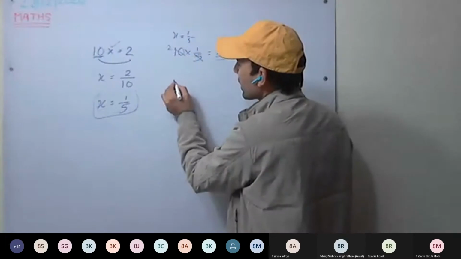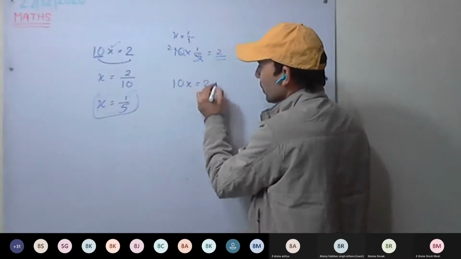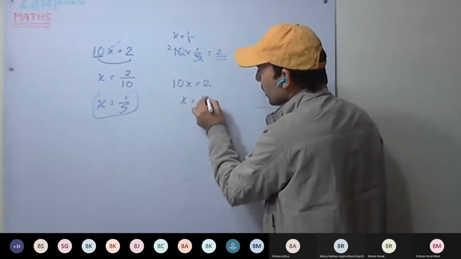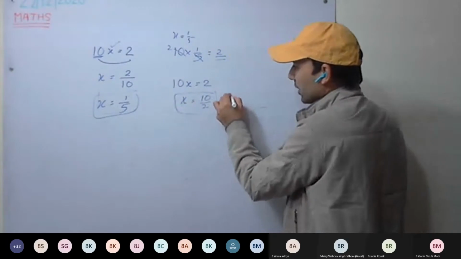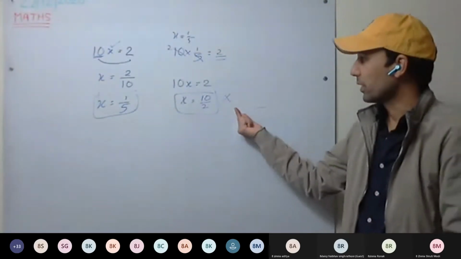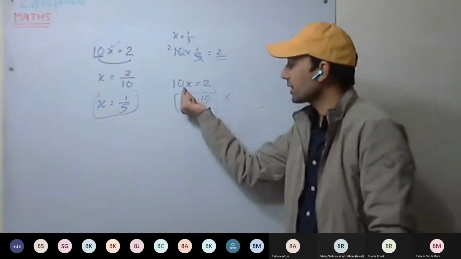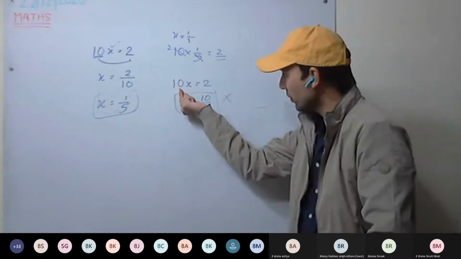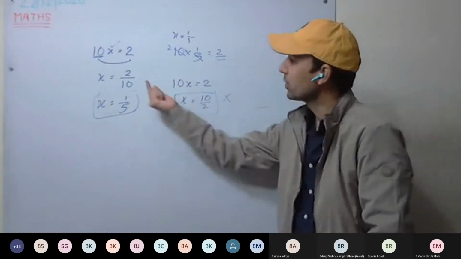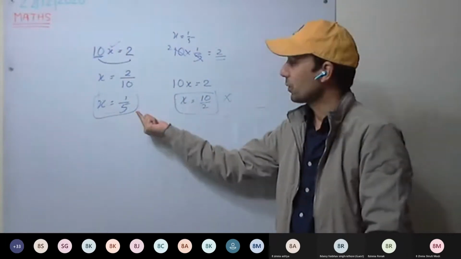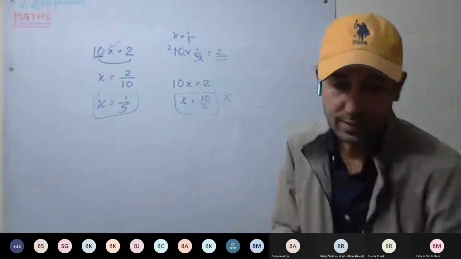Never write it like this: 10x equal to 2, x equal to 10 by 2. It is wrong, because x is multiplied by 10. So if we take it to the right hand side, it will be 2 by 10. Always remember this one.